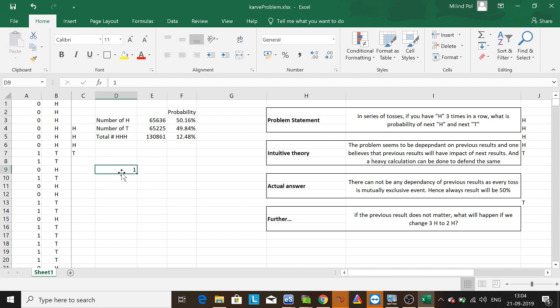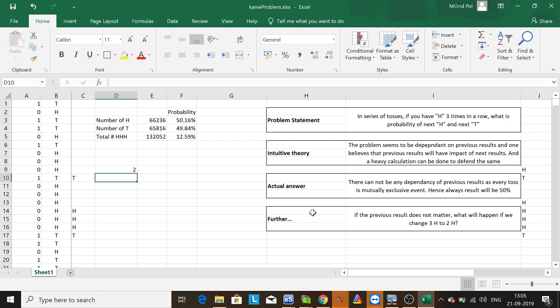So if I keep on changing anything on the sheet, it does another random number calculation. So you would see it running multiple times. The probability is coming almost 50% for both cases. And I'm going to share this sheet with you so that you could evaluate it yourself.